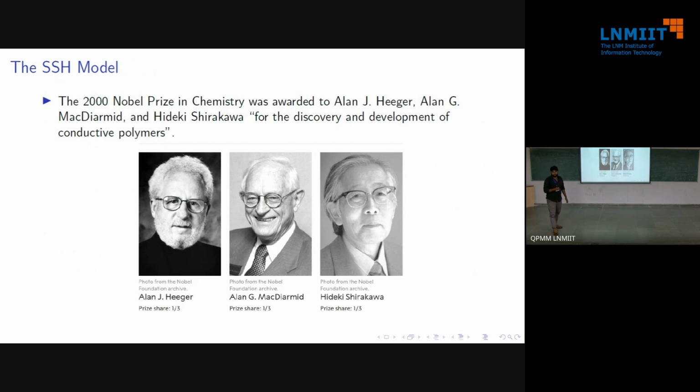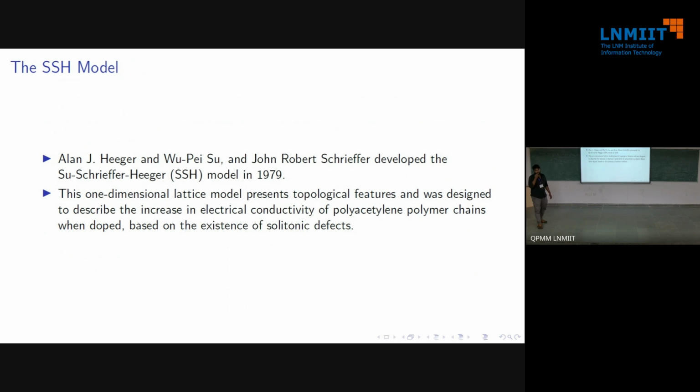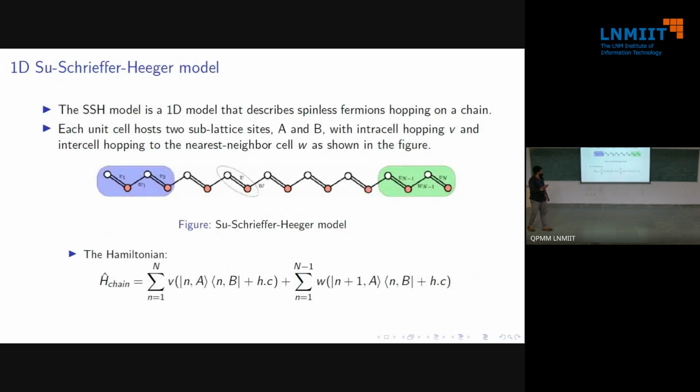Before going into this SSH model, I would like to point out the Nobel Prize in Chemistry in 2000, for the discovery and development of conductive polymers. This is one of the persons, Heeger. He is one of the three, and he is the one who developed the SSH model. The full form of SSH is the Su-Schrieffer-Heeger model, and it was developed in 1979 to explain the conductivity nature of polymers. Since yesterday Saurav sir already gave a good understanding of the SSH model, I would like to run through it quickly, and then I will introduce our work.